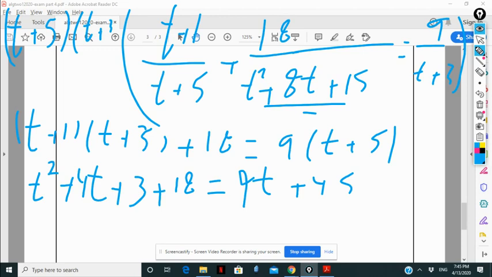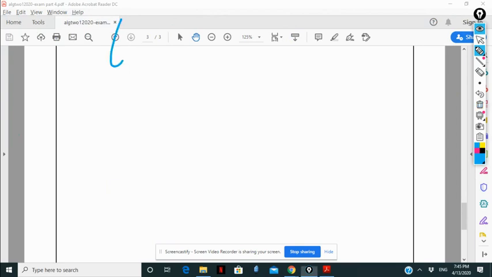Now I'm going to move them all to one side, so t squared minus 5t, and 45 minus 21 is going to be 24, equal to 0. So I end up with t squared minus 5t minus 24 equal to 0.